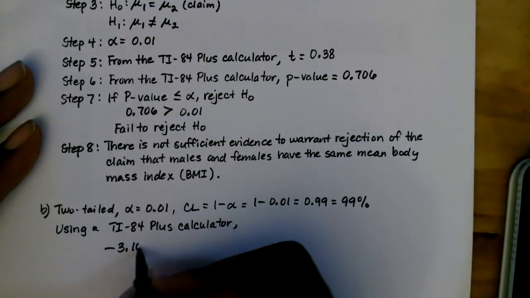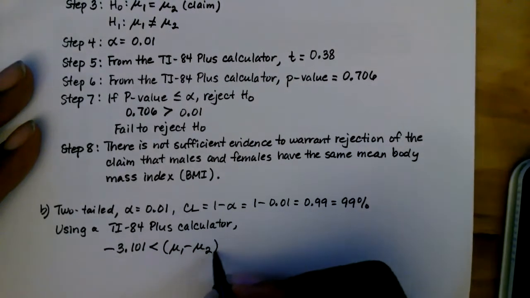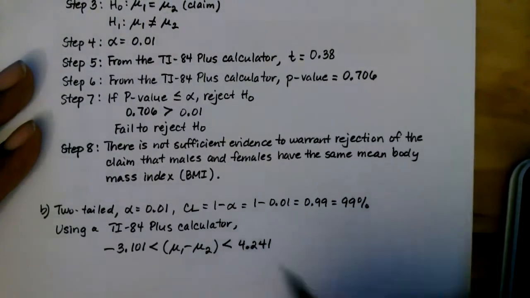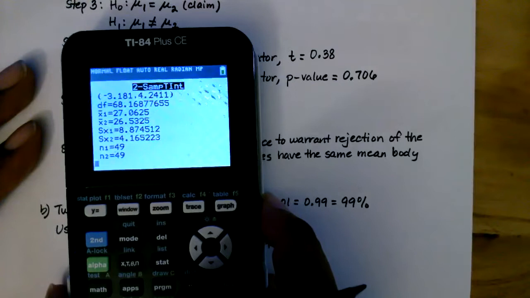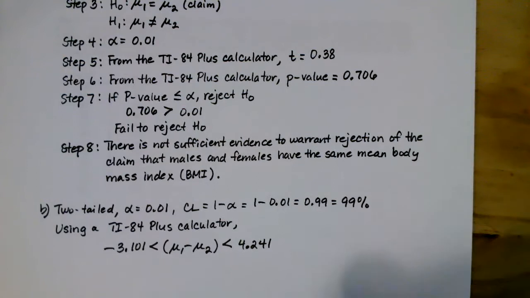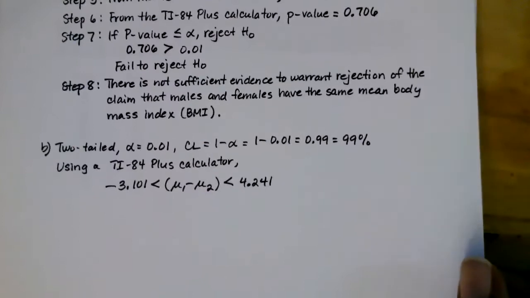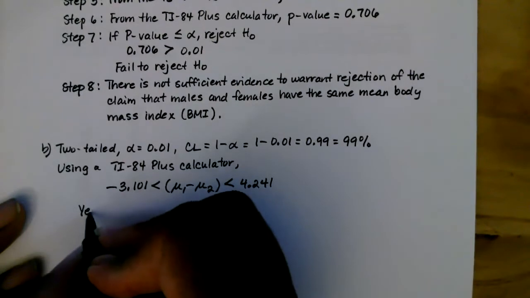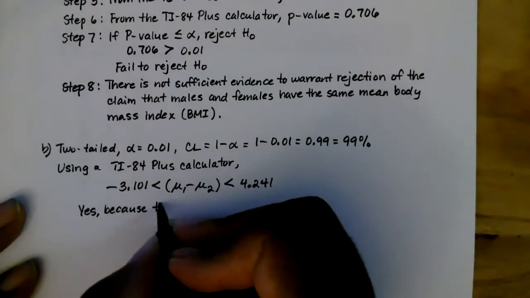Negative 3.101 is less than mu1 minus mu2, and that is less than 4.241. And notice my limits are rounded to 3 decimal places in this case. Okay. And does this support my conclusion that I got in part A? Of course it does. And the reason for that is because the confidence interval contains 0.